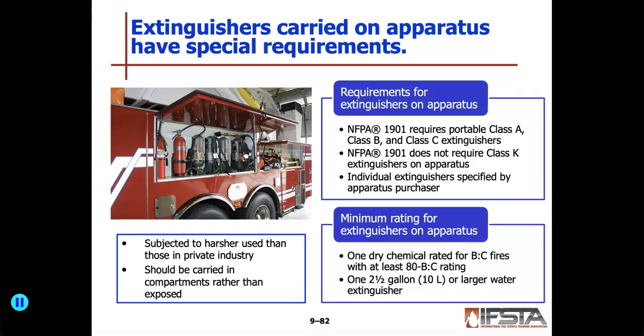Requirements for extinguishers on an apparatus: NFPA 1901 requires portable Class A, Class B, and Class C extinguishers. NFPA 1901 does not require Class K extinguishers on an apparatus. Individual extinguishers are specified by the apparatus purchaser, so when we purchase our rigs, we spec them out and get the equipment fitted to go into them. The minimum rating for extinguishers on apparatus is one dry chemical extinguisher rated for BC fires with at least an 80 BC rating, and one 2.5 gallon or larger water extinguisher, what we would call a pump can.